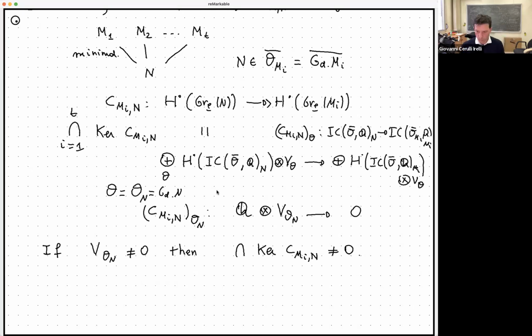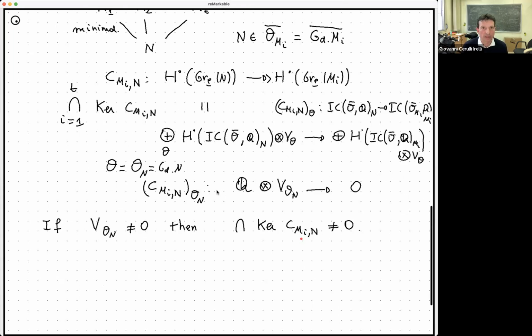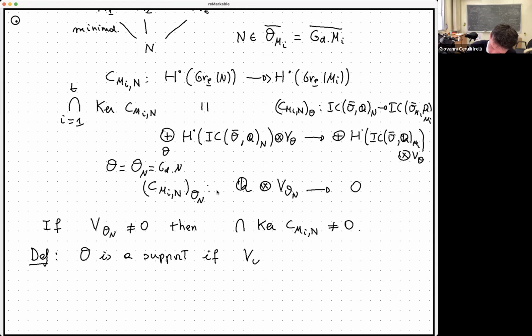And of course, knowing the intersection of the kernel is very important, because suppose that inductively you know the cohomology of the more generic points of this Grassmannian here. You want to know the cohomology ring of the Grassmannian of N. Then it's important to know the description of the kernel. Okay, and so definition: we say that O is a support if V_O is non-zero. So having a support has something to do with knowing the cohomology ring of the fibers.